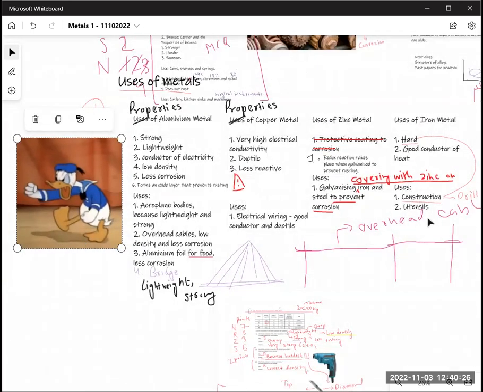Finish writing, yeah. I'm still on the uses for aluminium metal.